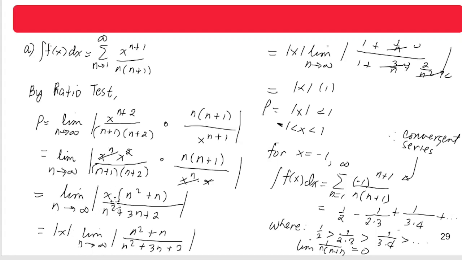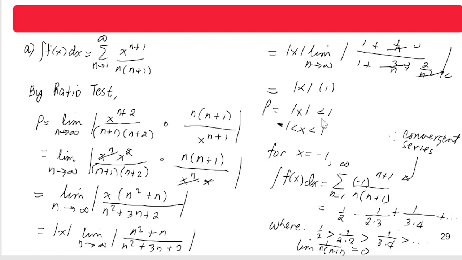We can factor this out because x does not contain any n variable. So the limit of the absolute value of x is still the absolute value of x. And then we evaluate the limit of this quadratic expression. Recall that to evaluate the limit of this, you divide each of the terms by n squared. So you get 1 plus 1 over n, all over 1 plus 3 over n plus 2 over n squared. And recall that to evaluate the limit, we replace all the n variables by infinity. So 1 over infinity is 0, 3 over infinity is also 0, plus 2 over infinity squared is also equal to 0. So therefore, we have the absolute value of x times the limit, which is 1.